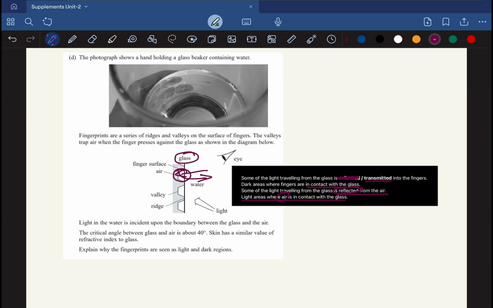When you are standing in front of a mirror, you see yourself because the light is reflecting from the mirror into your eyes. That's why you are able to see yourself.